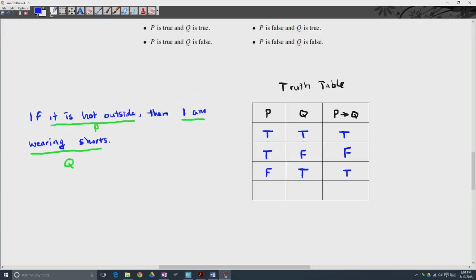By the same reasoning, suppose you observe that it's not hot outside and I'm not wearing shorts. Again, the conditional statement is still true because it doesn't matter if it's not hot outside. So with conditional statements, you only have one situation where the conditional statement is false, and that's when the hypothesis is true, yet the conclusion is false. That is when the conditional statement is false, and this applies to all conditional statements.